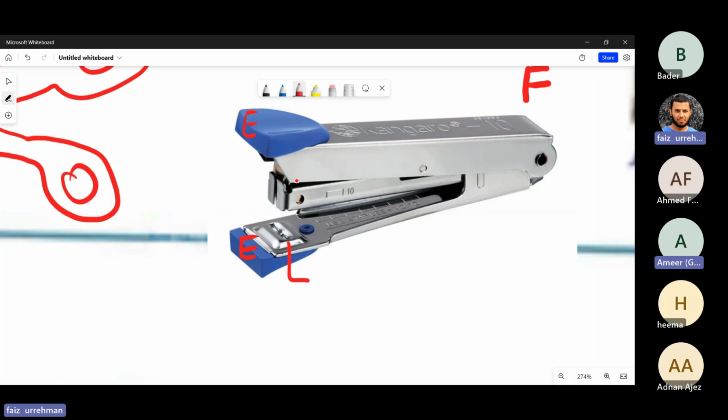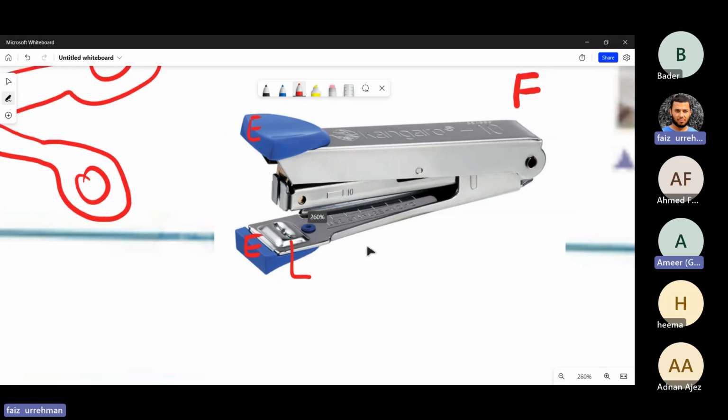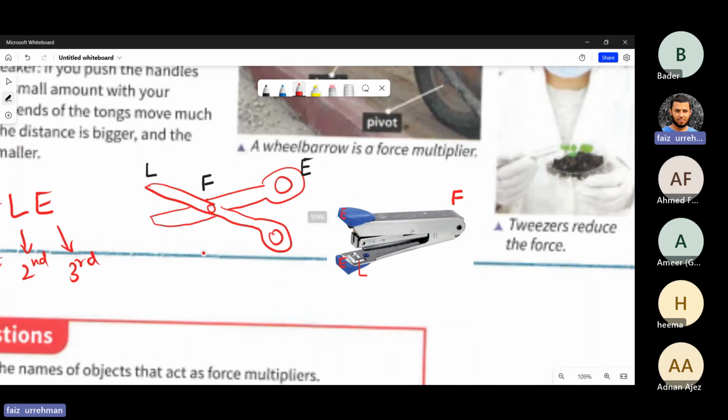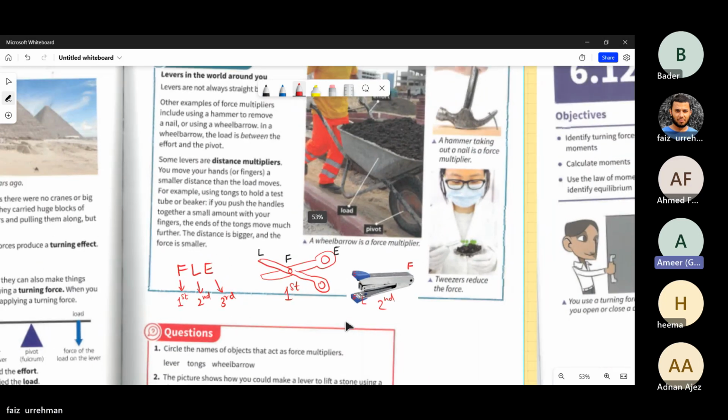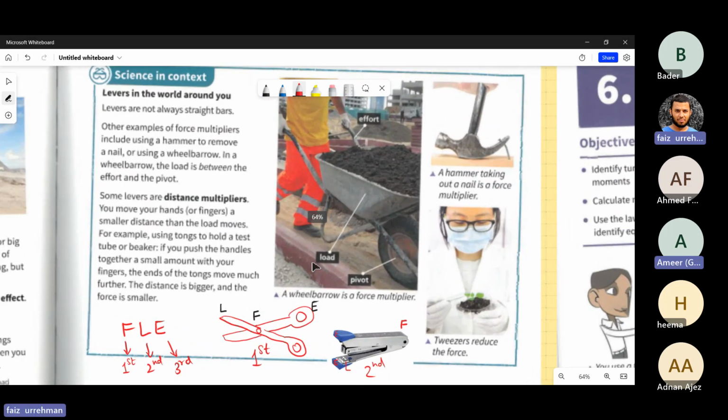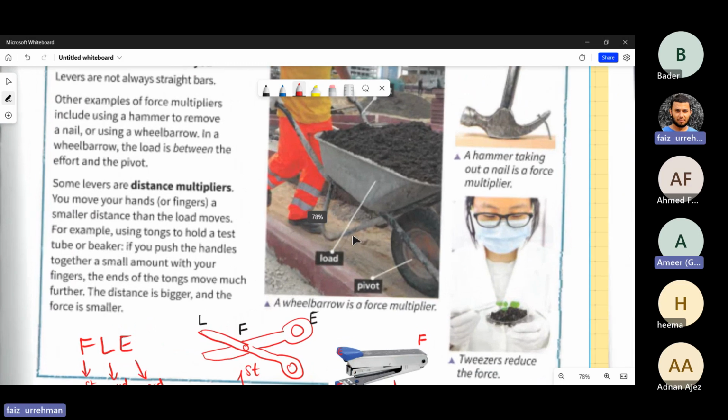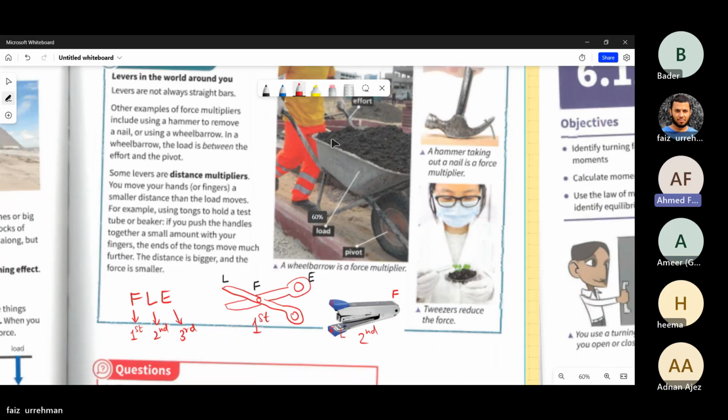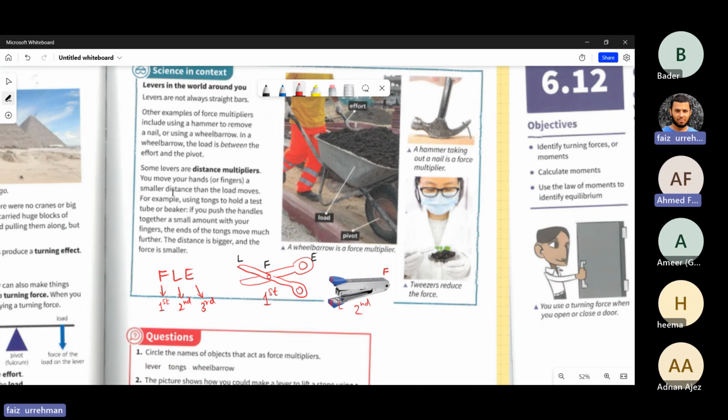So the wheelbarrow load is here. It is the second class lever. Okay, so this is first, this is second. Wheelbarrow, third class? The load is in the middle. So second class. But I think the stapler can be third class because of the effort. What about the dry fruits cutter or nutcracker? The nutcracker is third class.